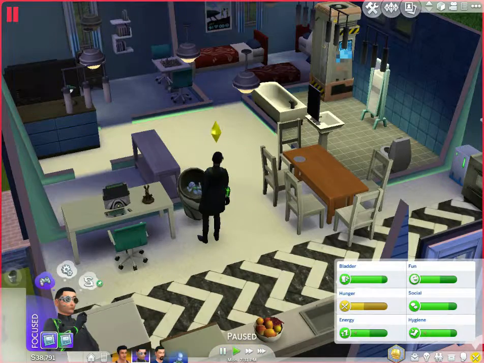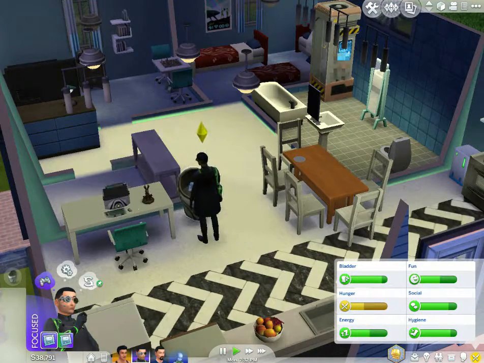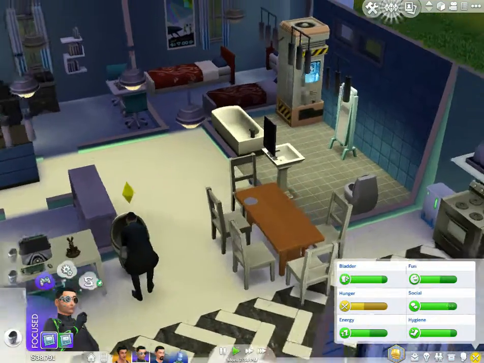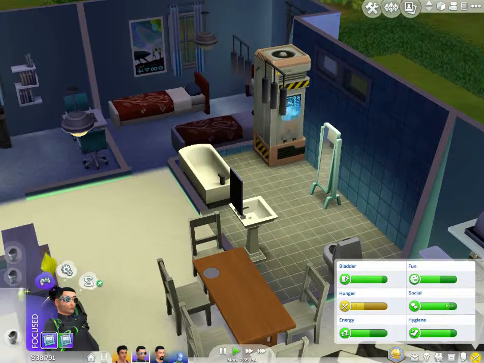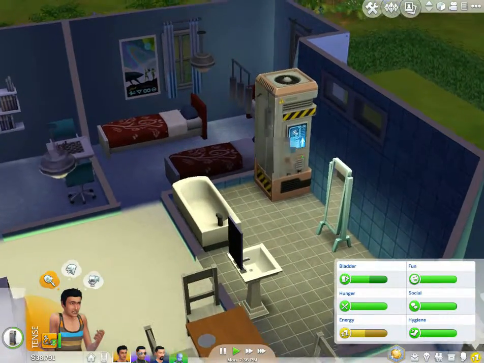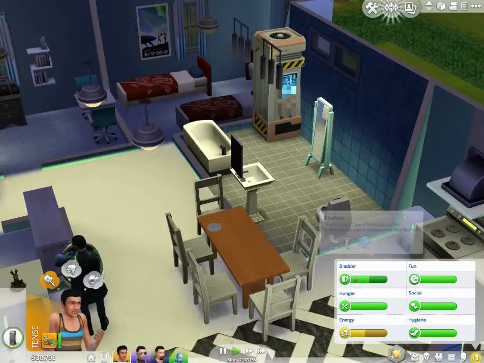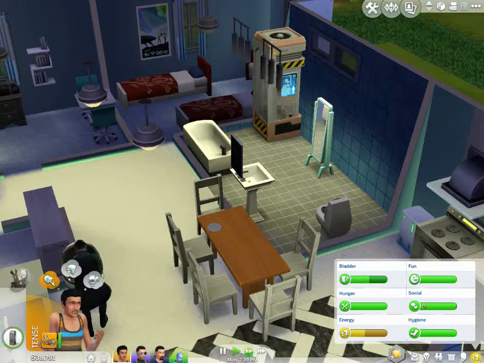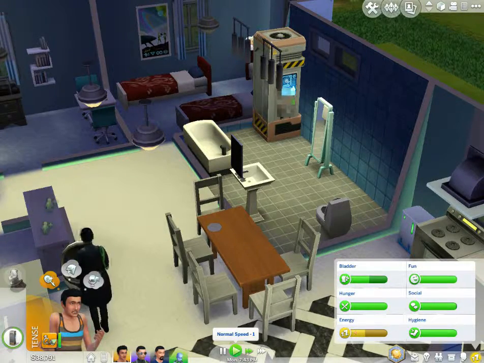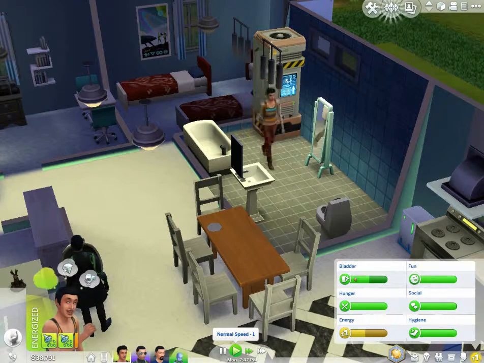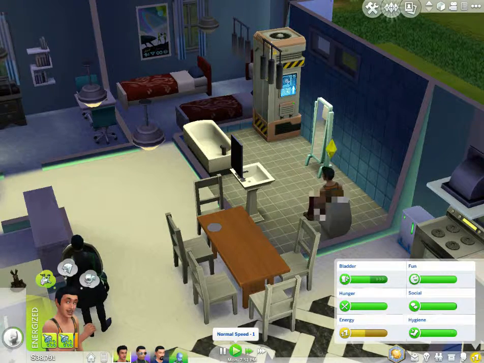Let's change diaper. Let's bounce. And that's it. Voldemort, he's having a shower. And he should be fine after this. He's going to the toilet after this, though. So he's just a little bit tired, nothing else.